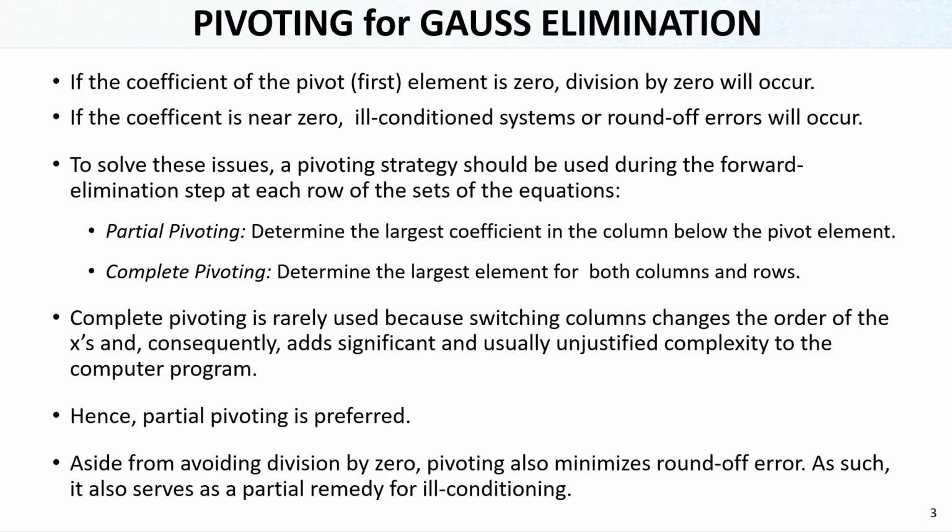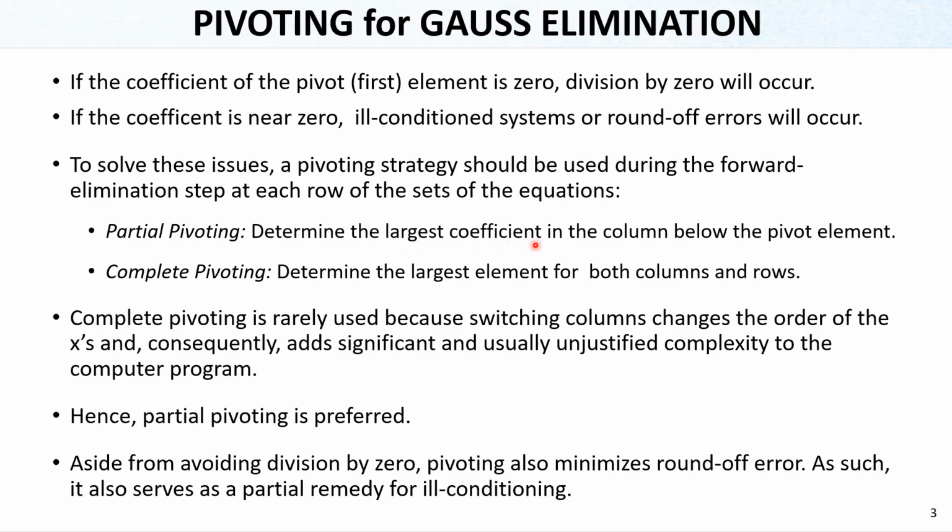In this slide, we will see pivoting for Gauss elimination. Basically, if the coefficient of the pivot or the first element is 0, then division by 0 will occur. If the coefficient is near 0, then the system is ill-conditioned, or round-off errors will occur. To solve these issues, we apply a pivoting strategy during the forward elimination step at each row of the set of equations. We have two types of pivoting, partial pivoting and complete pivoting. Let's see the partial pivoting.